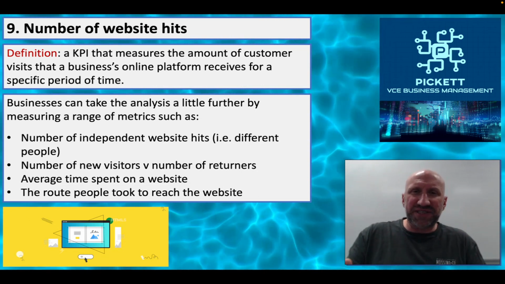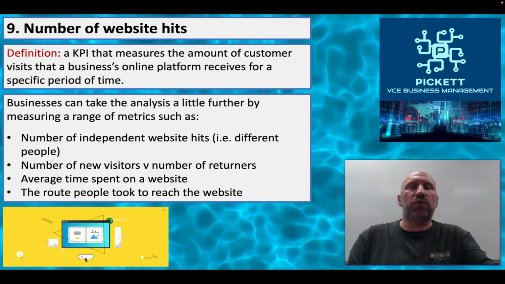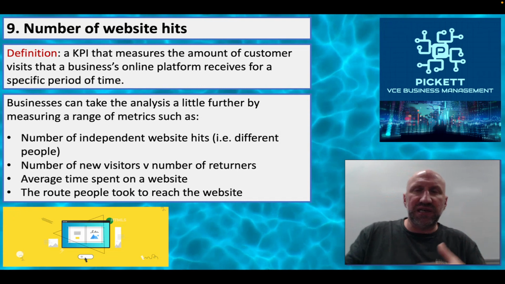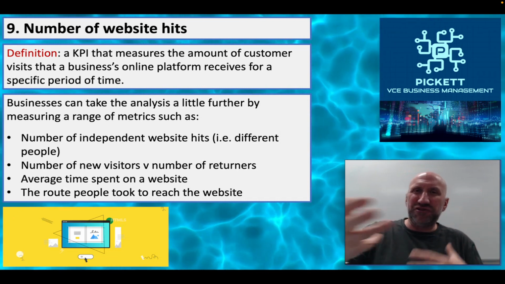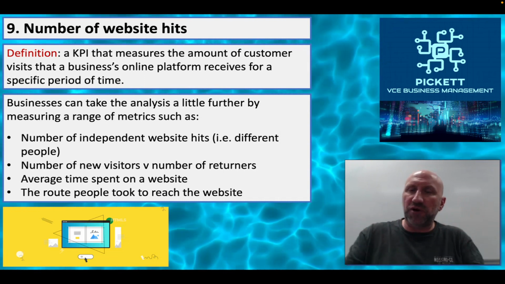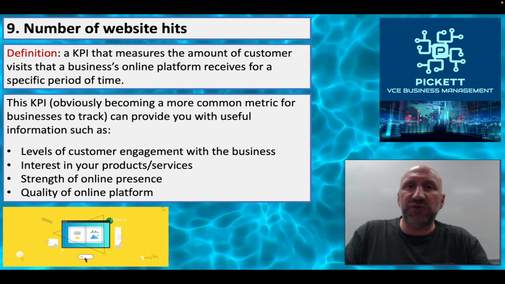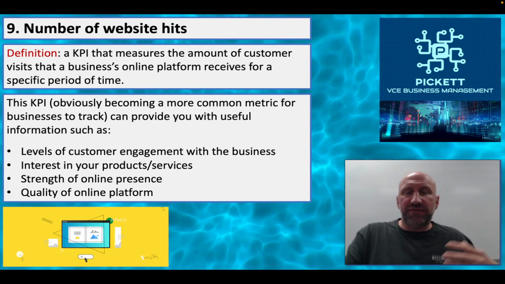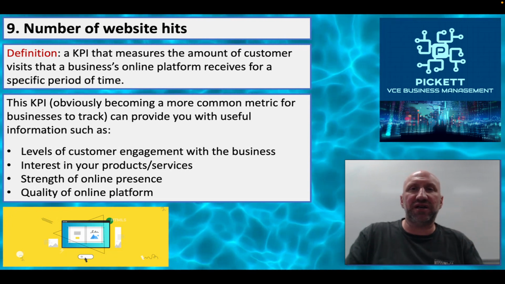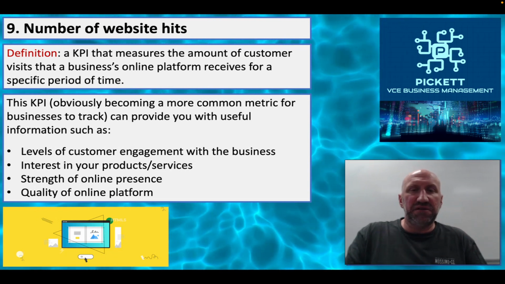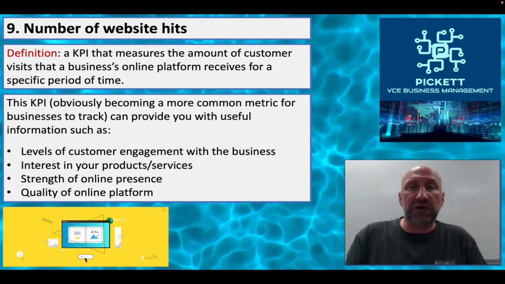But the point I'm making here is this can be much more complex than literally how many times was our website hit last month. There's lots and lots of different ways to break down this information to give you different types of information that might be useful to you. Okay, so this gives you information such as levels of customer engagement with your business. How engaged are customers with us as a business? The level of interest in your products and services, the strength of your online presence.